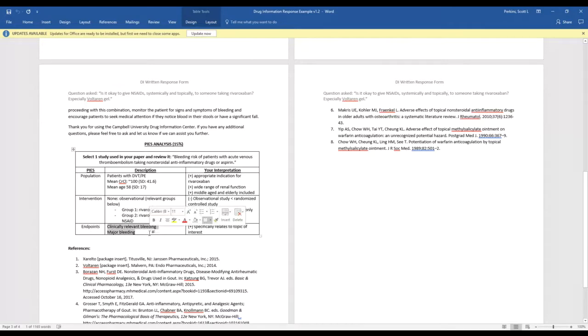So clinically relevant bleeding and major bleeds were what they looked at, and those are great. So not only did we look at just major bleeds, we looked at just kind of relevant bleeding in itself, and that's appropriate. So this is a fine study. Didn't let us target in on diclofenac gel, but it was appropriate to look at in and of itself.